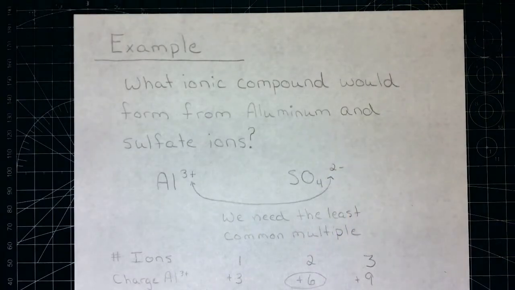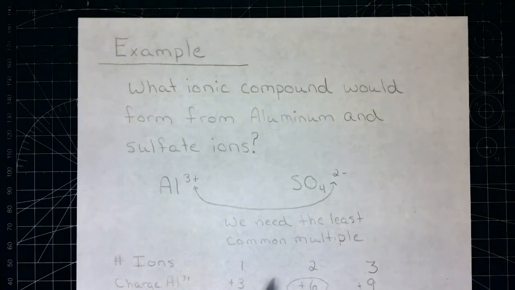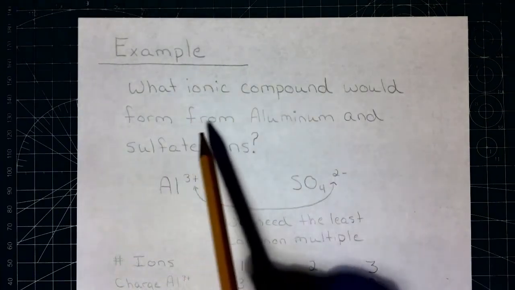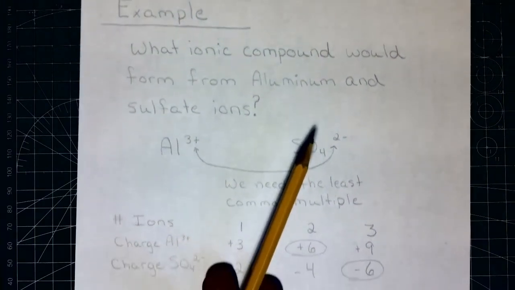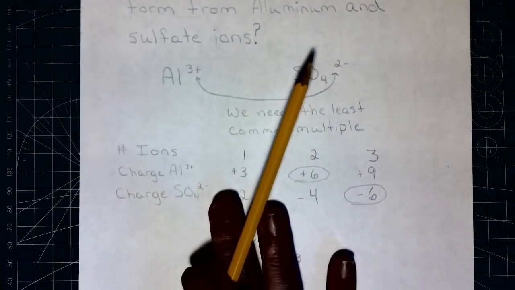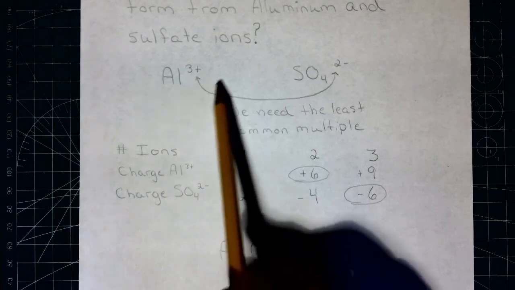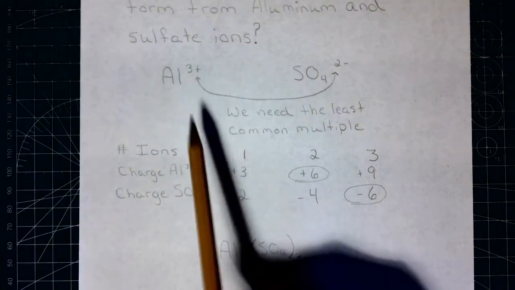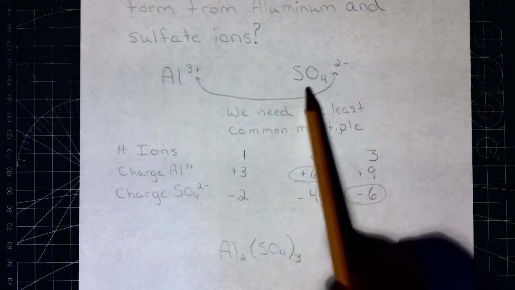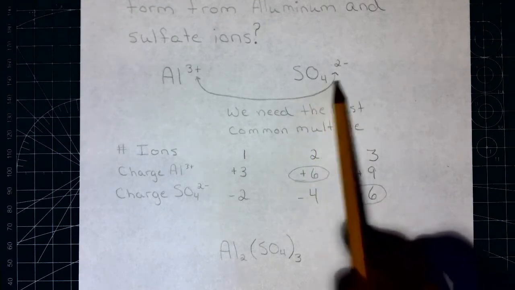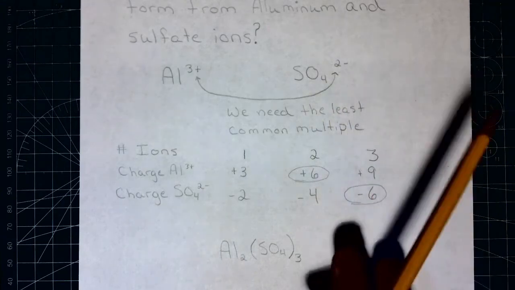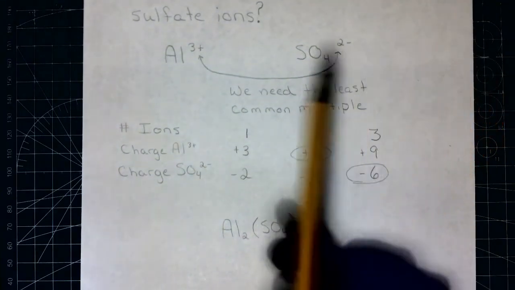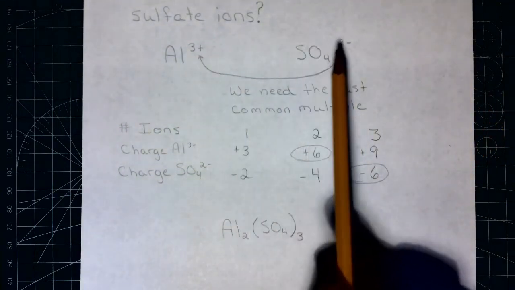Let's take a look at an example. What ionic compound would be formed from aluminum and sulfate ions? In this case, we're going to have aluminum, that's group 3. It's going to have a 3+ charge. We know that sulfate, if we look it up in our table, has a -2 charge. We have to balance these out. So now we have a +3 and a -2.